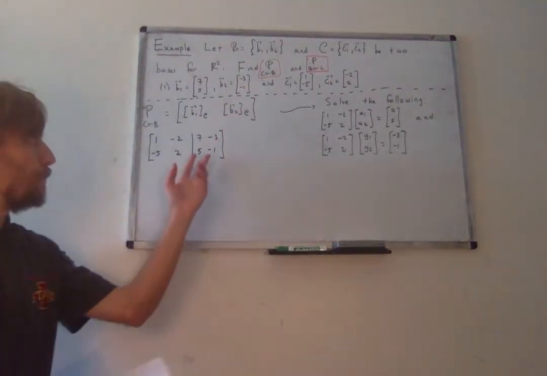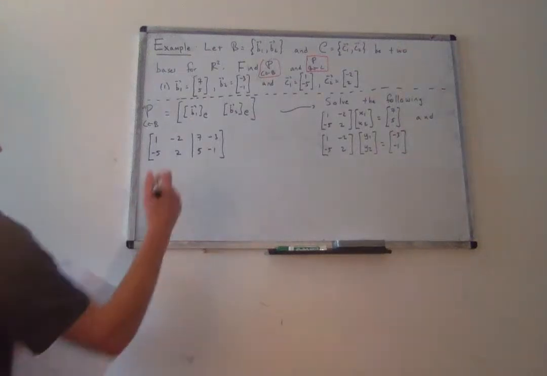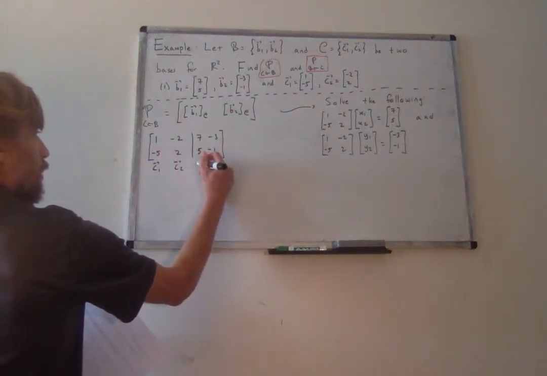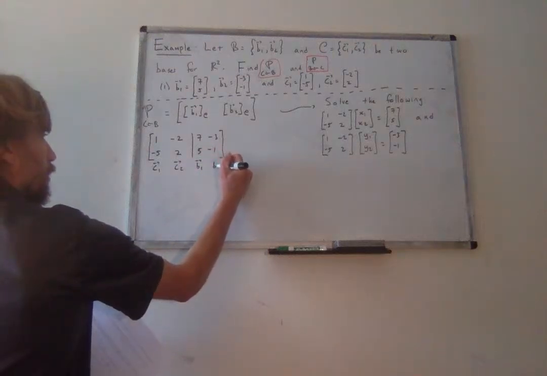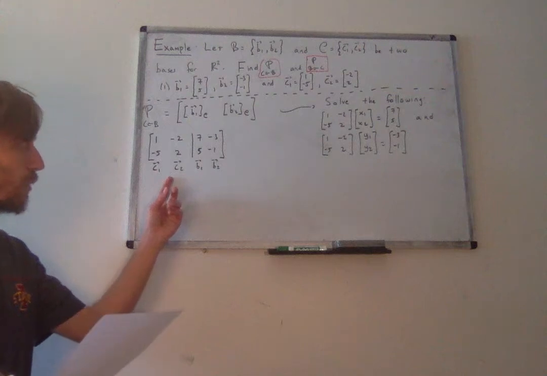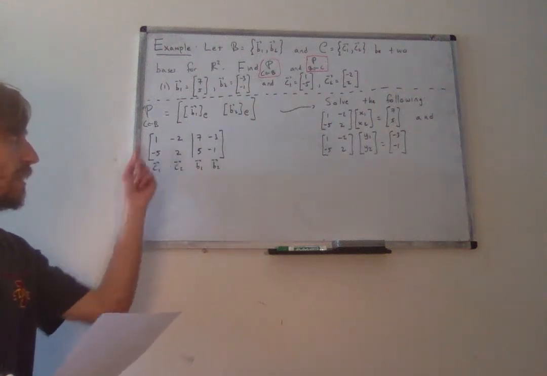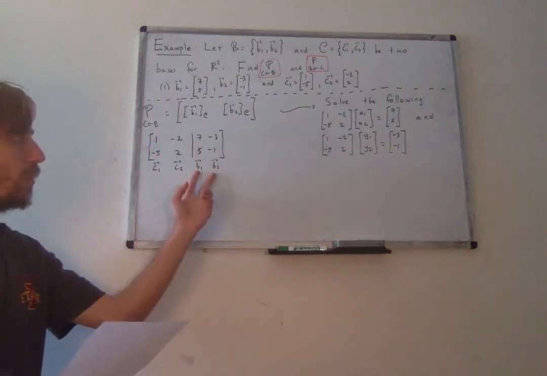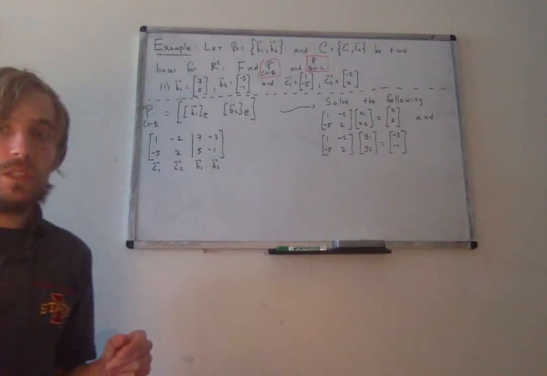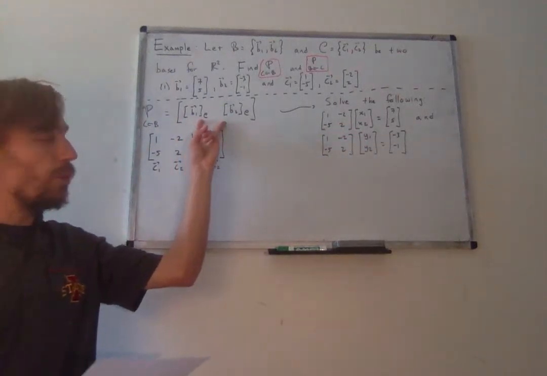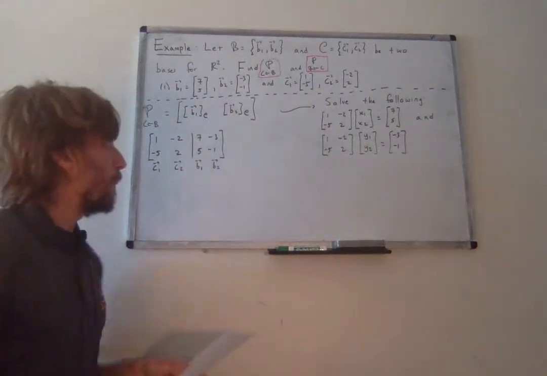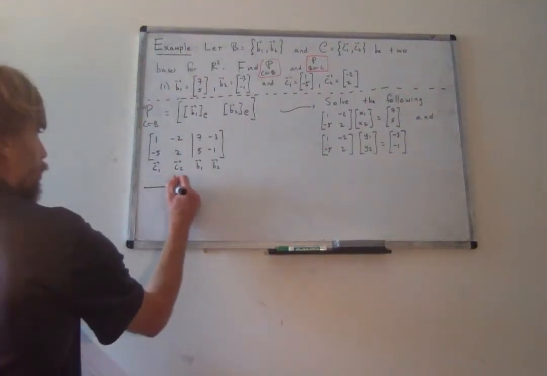Here I'm setting up the matrix whose columns are C1, C2, B1, B2. I'm going to row reduce this matrix so I get the identity on the left. What I'll get on the right are the two column vectors giving me solutions to these two equations, which will then give me these two vectors here. So we're going to do some row reduction.